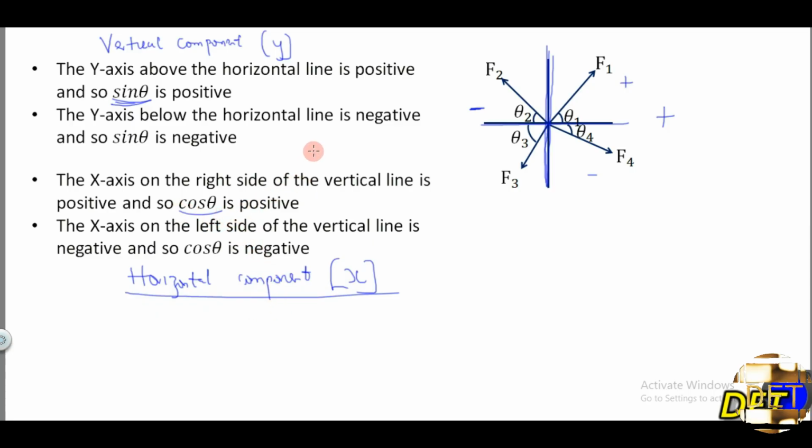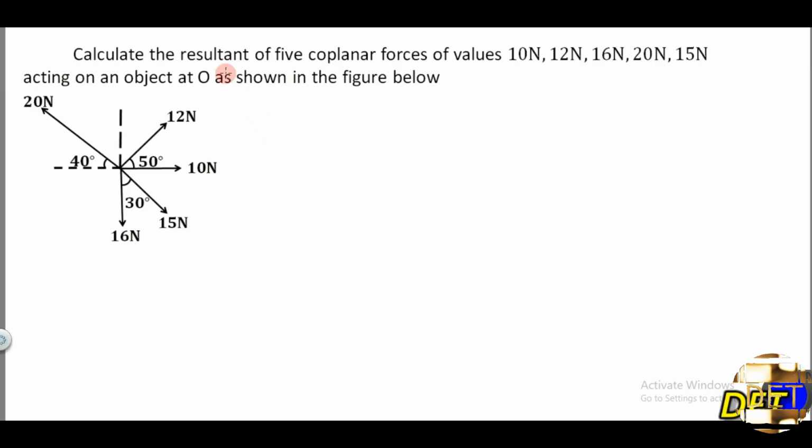So let's use an example here. Let's look at this example to explain this concept better. The question I have here is to calculate the resultant of five coplanar forces of value 10 Newton, 12 Newton, 16 Newton, 20 Newton, 15 Newton acting on an object at O as shown in the figure below. Calculate the resultant of five coplanar forces.